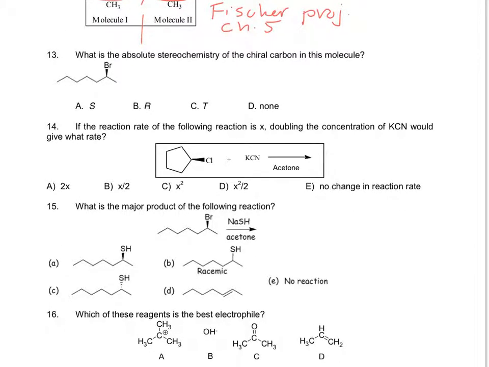What is the absolute stereochemistry of the chiral carbon here? So the chiral carbon is this carbon, and the bromine gets priority 1, the longest part of the chain gets 2, methyl gets 3, and I'll put the H right here, that gets 4. And so if we count 1, 2, 3, we're going counterclockwise. The H is in the correct position, which is back, so this is S.